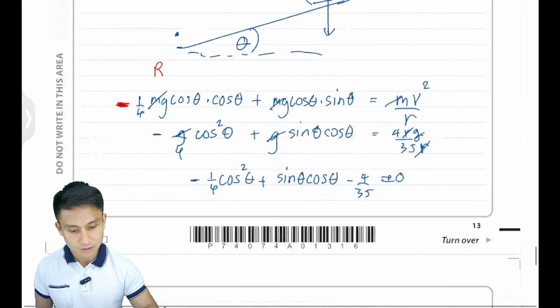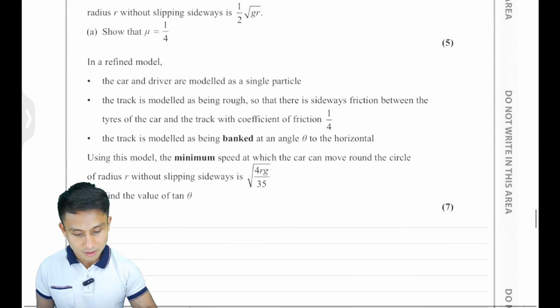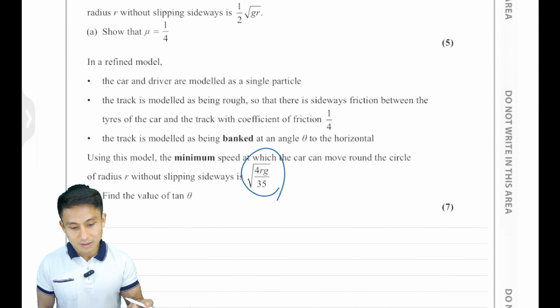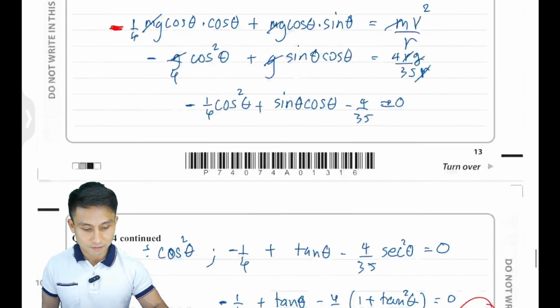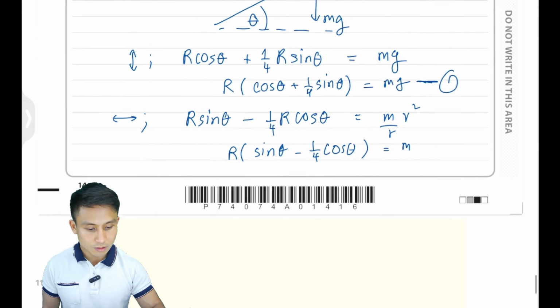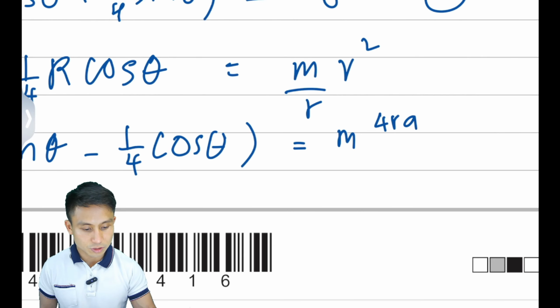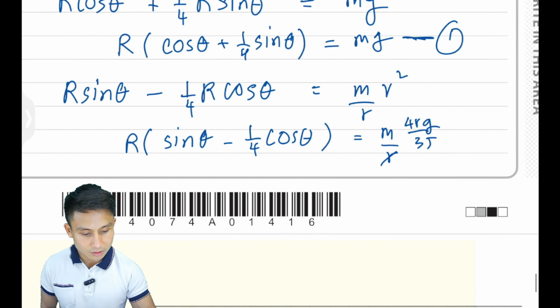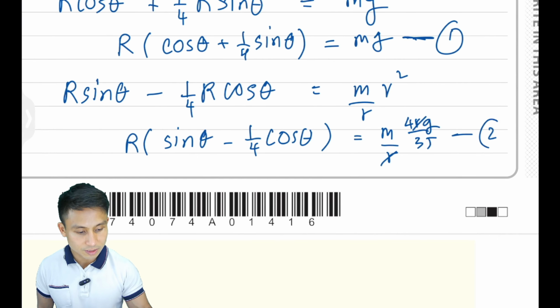The v was, let me just move up here, this. So if you square that, v squared is going to be 4rg over 35, all right? So 4rg over 35 and over r here, so R is going to cancel. And that's going to be the second equation.